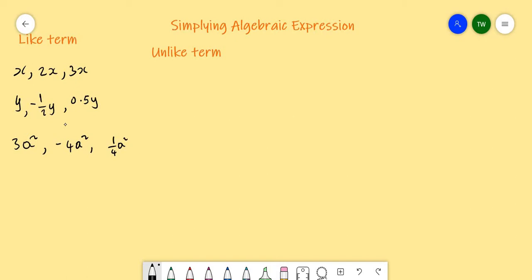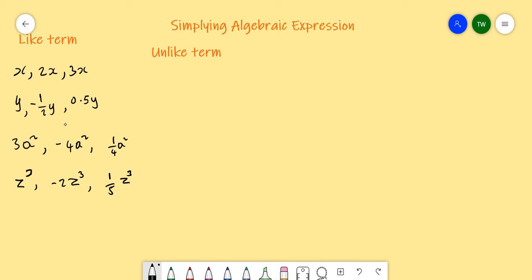Alright? So let's look at one final example. If you are given something like z to the third power, minus 2z to the third power, then you have another term, a fraction, 1/5 z to the third power. Then this is an example of like terms again. The variable is z, the degree of the power is the same, which is 3. So therefore, these are like terms.